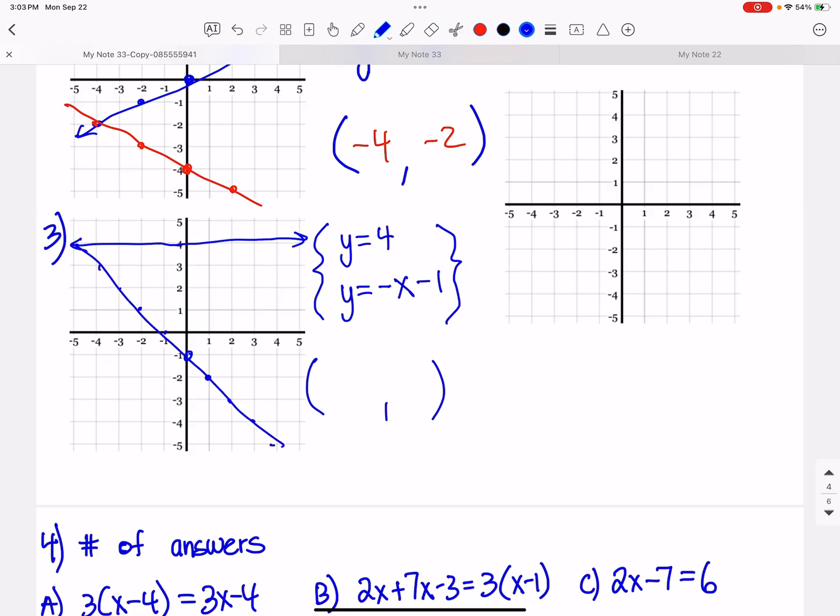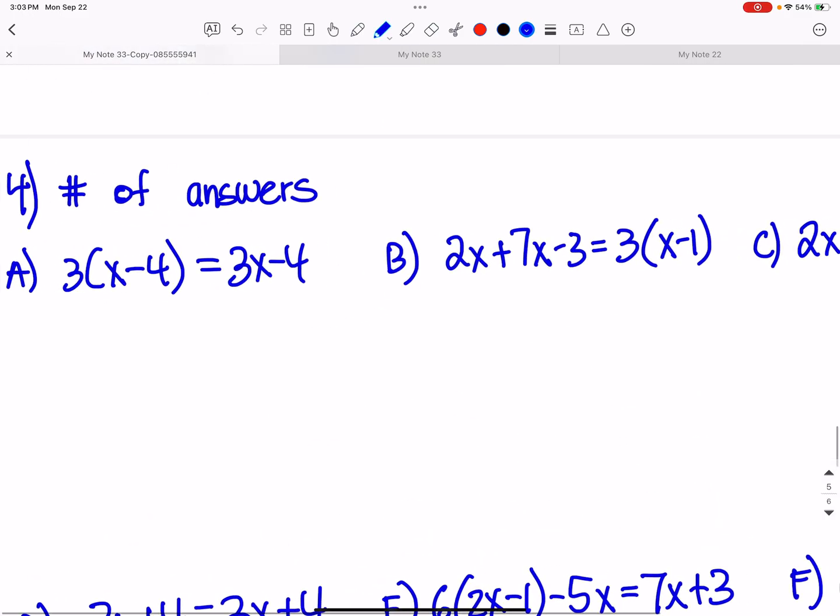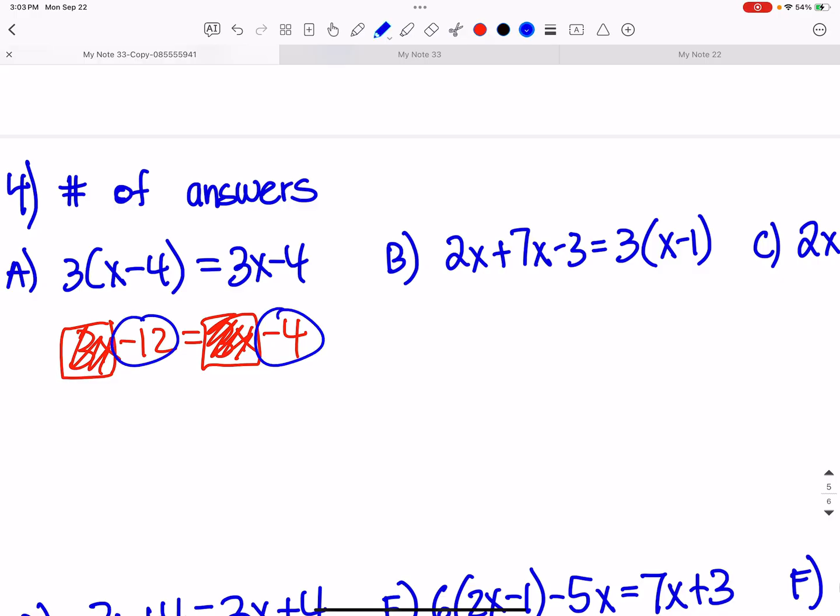So this guy hits right there at -5, +4. All right, number of answers. This is 3x minus 12 equals 3x minus 4. I have 3 x's on this side. That's going to cancel out the 3 x's on that side. So the x's are dead. So -12 does not equal -4. That means the x's are not going to tell me my answer. -12 equals -4. There's no solution. That's never true.